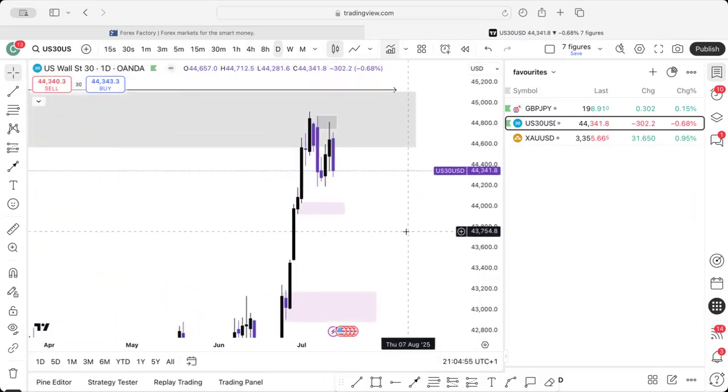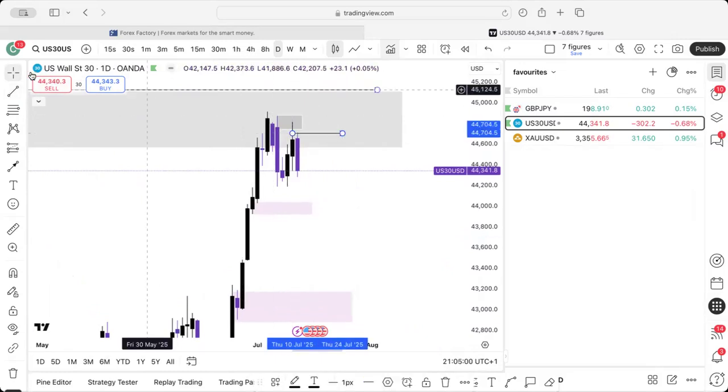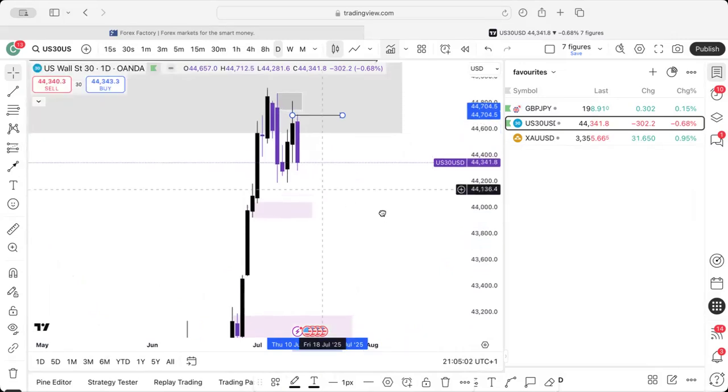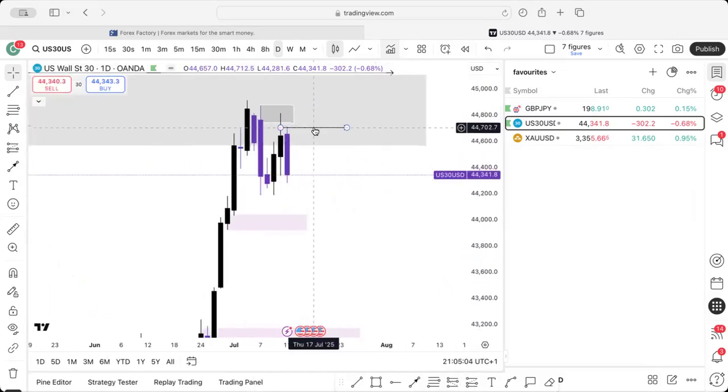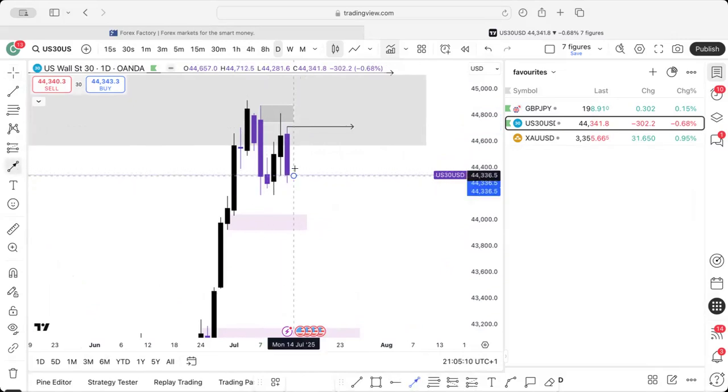the pullback should not break this high. So here's your previous daily candle, and there's the daily high on the candle. So if you're looking for sells, they're only going to be valid for me if price pushes back up and then flips bearish. If we push all the way back up here, I'm not going to look to sell because we've taken out the previous daily high, and the likelihood of it continuing bearish would then be unlikely.